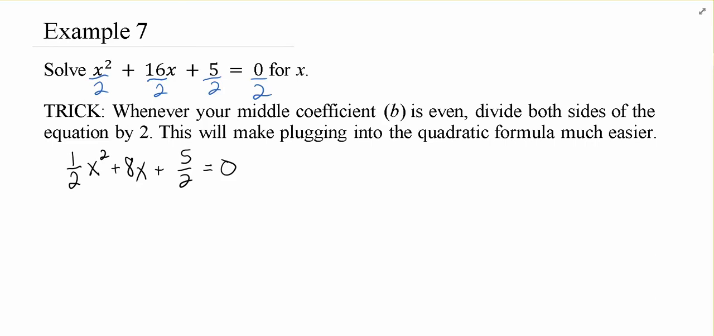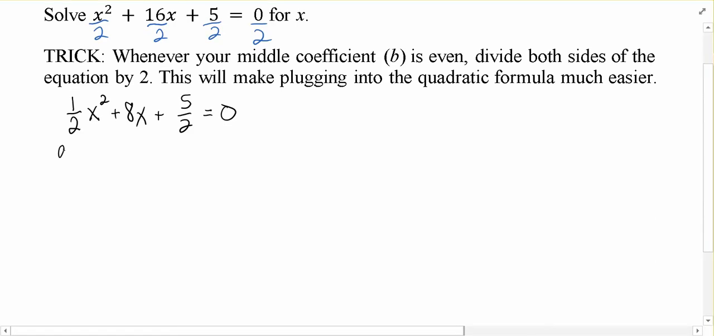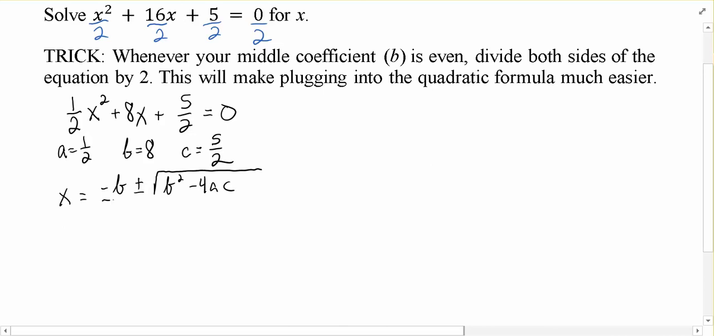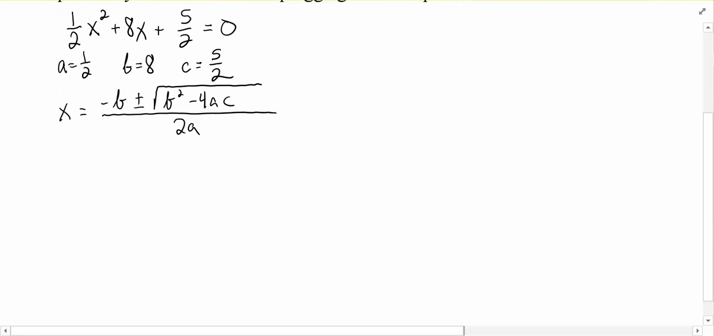So we want to be able to use the quadratic formula, which means our a value is 1/2, our b value is 8, and our c value is 5/2. What we're plugging into, remember, is the opposite of b plus or minus the square root of b squared minus 4ac all over 2a. So let's plug in this a value of 1/2, b value of 8, c value of 5/2 into this formula here.